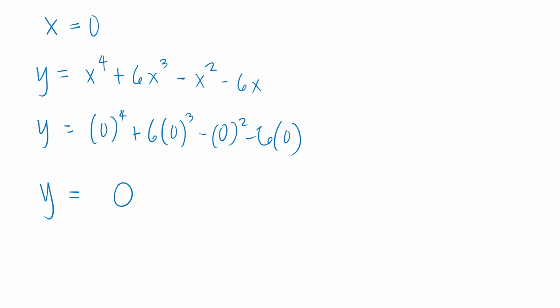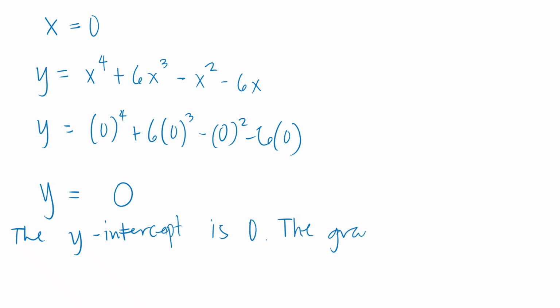Therefore, the y-intercept is 0. This means the graph will pass through 0 and 0.